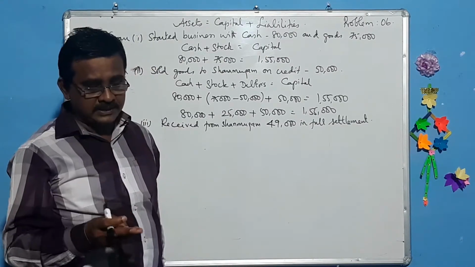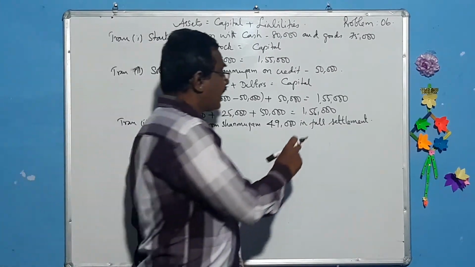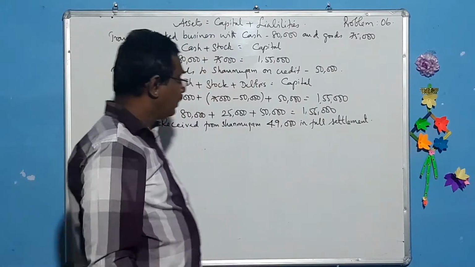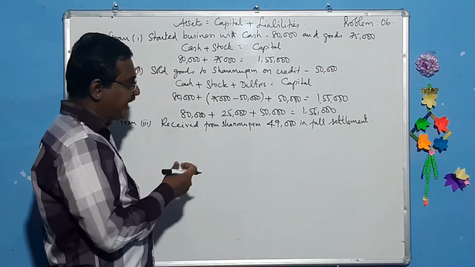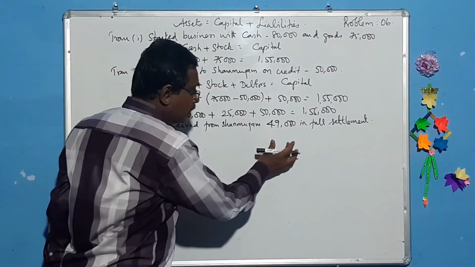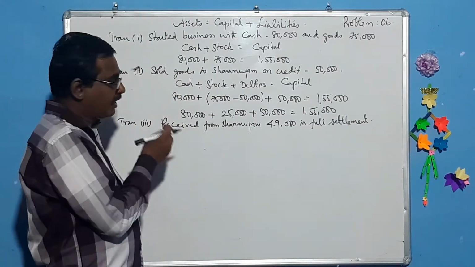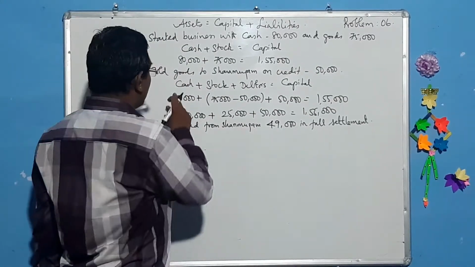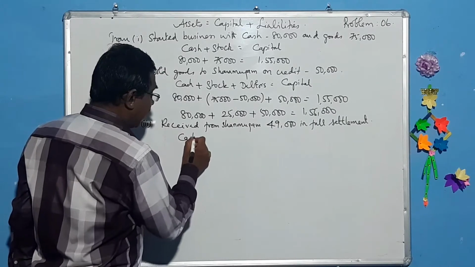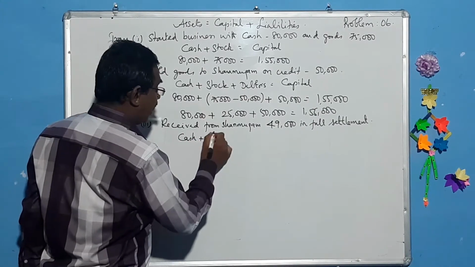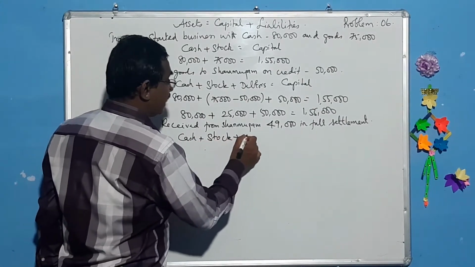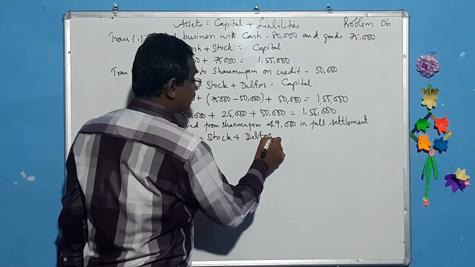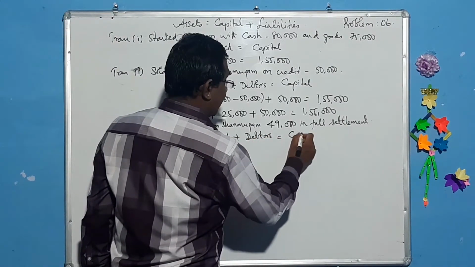Remember, losses and expenses should be subtracted from the capital. So what is going to be done? This 49,000 should be added to cash because he has given the amount. So what are the items that come? Cash plus stock plus debtors is equal to capital.